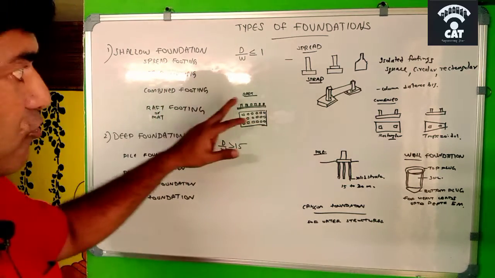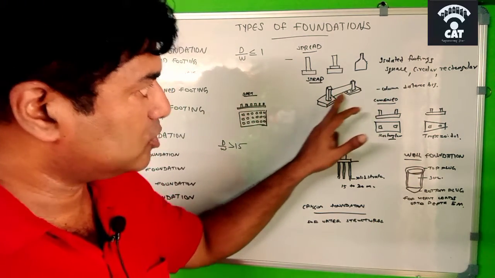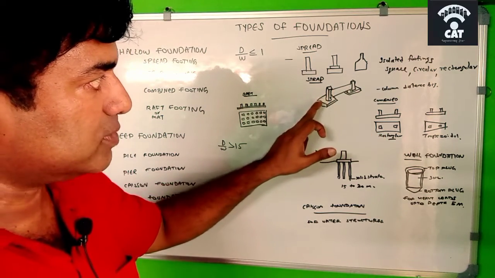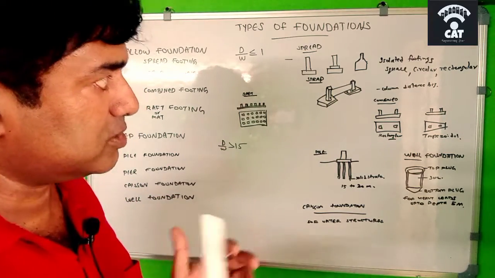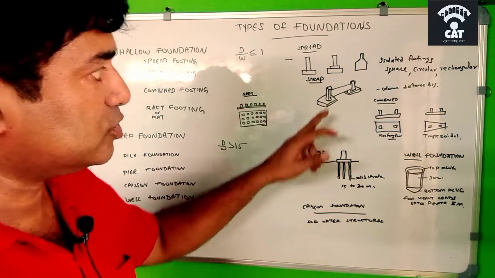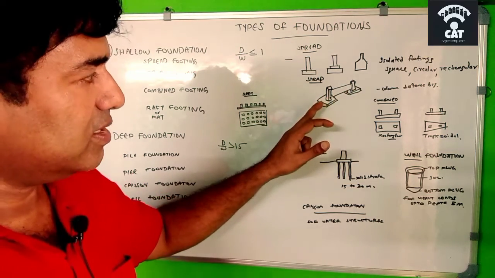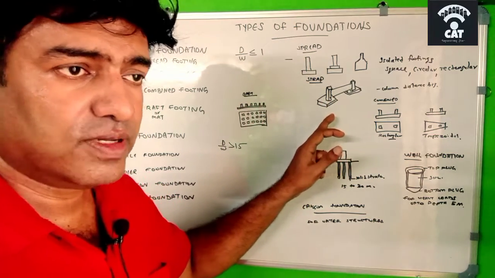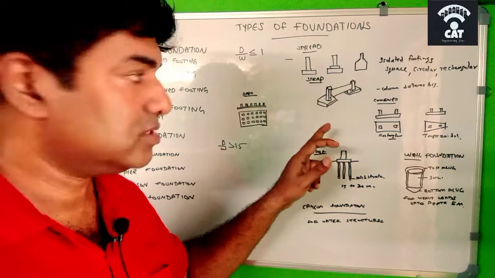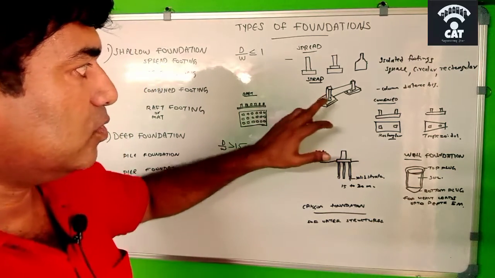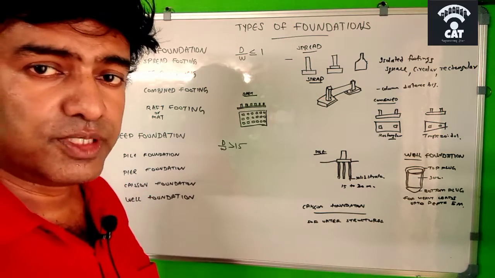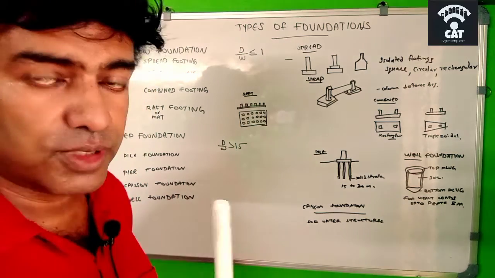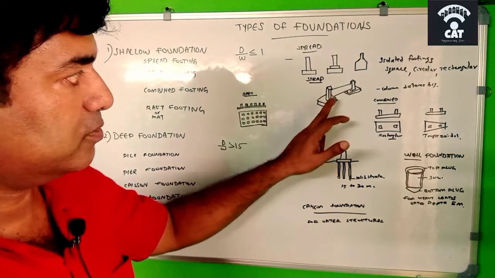Then comes the strap footing. Here, these two are actually isolated columns. But if the distance between these two columns is much greater, the two columns are connected by a beam like this, and that is called strap footing. This type of footing is used in residential as well as shopping complex buildings. Where the interspace between the columns is greater, we use the strap footing to transfer the load from one column to the other column and to keep it balanced.